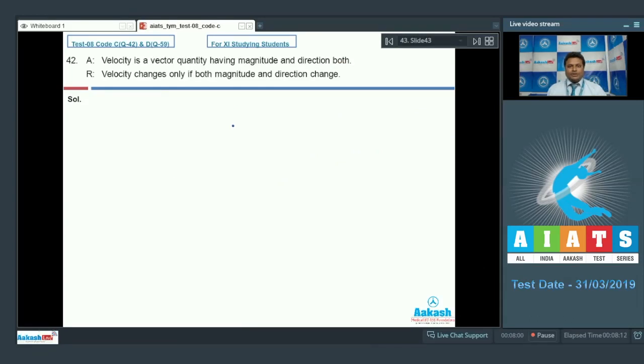So here is question number 42 everyone. Statement number 1, that is assertion: velocity is a vector quantity having magnitude as well as direction. We know very well that this is true. Velocity has magnitude as well as direction. Velocity changes only if both magnitude and direction changes. Now velocity changes if any one of them, either magnitude or direction or both are changing. So statement number 2, that is reason, seems false.